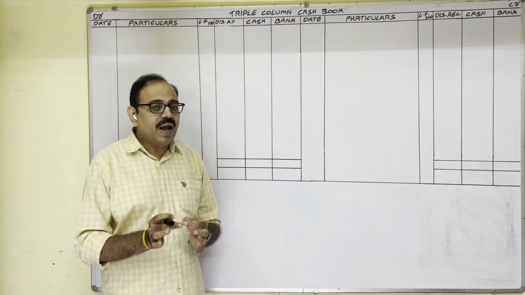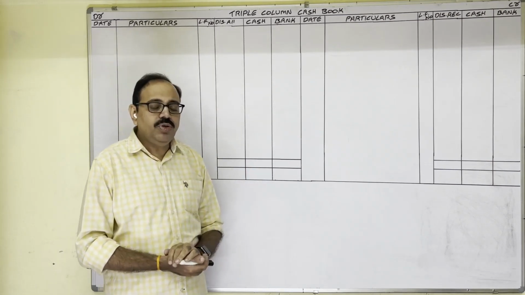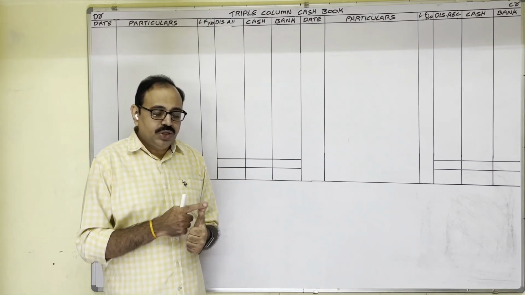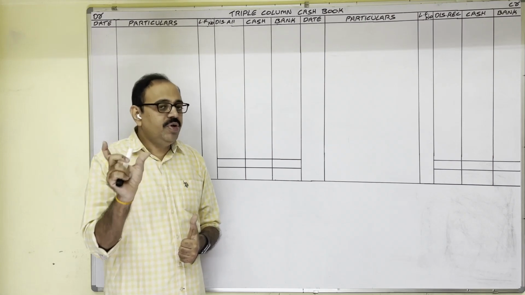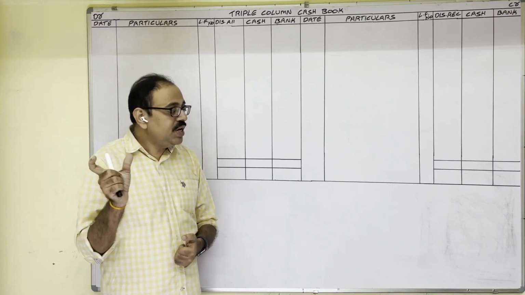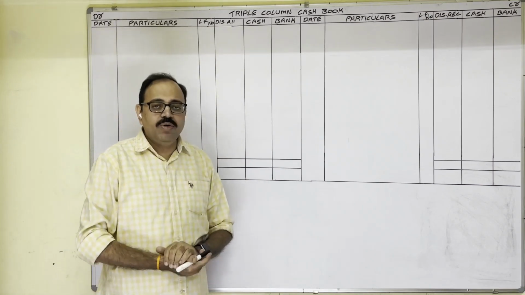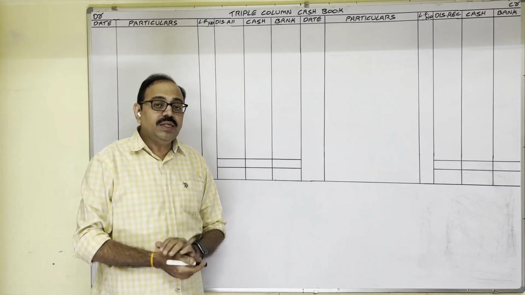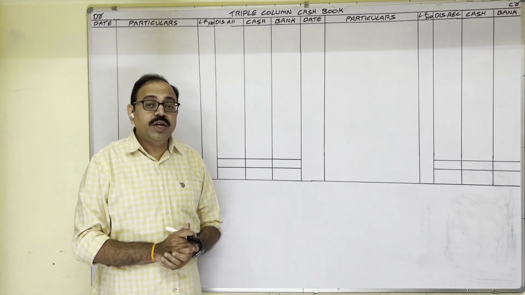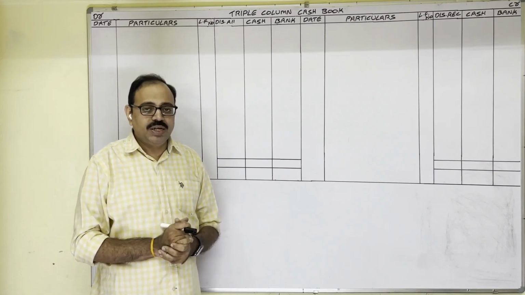To record the transactions in the triple column cash book, there are 2 methods. The first one is the journal entries method. For every transaction, there will be one journal entry. We should think of that journal entry, and post that journal entry in the triple column cash book. The second method is the hints method. In the present video, I am going to explain this second method, the hints method.